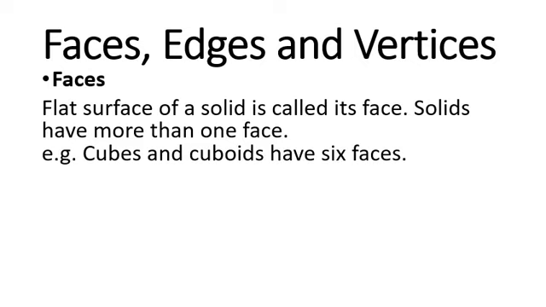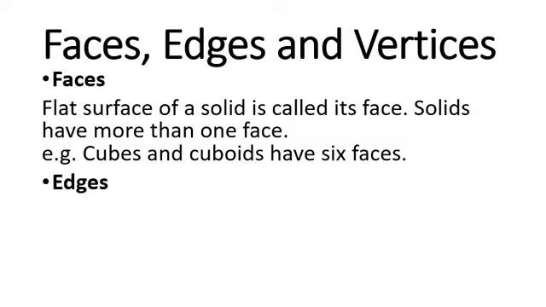So what do you mean by faces? Flat surface of a solid is called its face. Solids have more than one face. For example, cube and cuboids have 6 faces. Or we can say the polygonal regions forming a polyhedron are called faces.